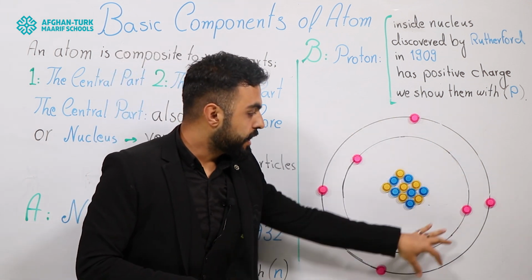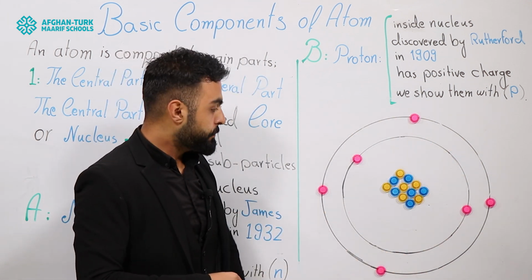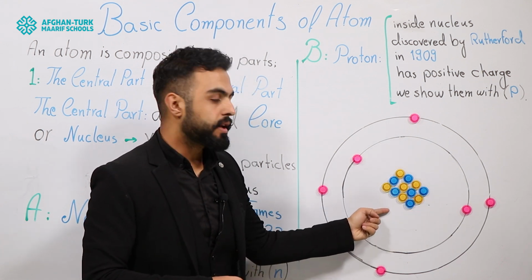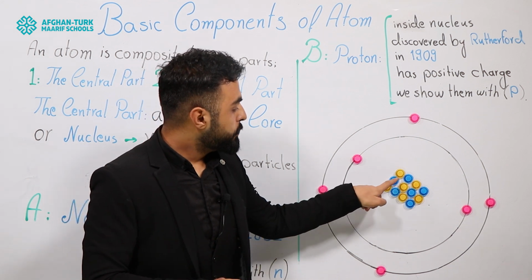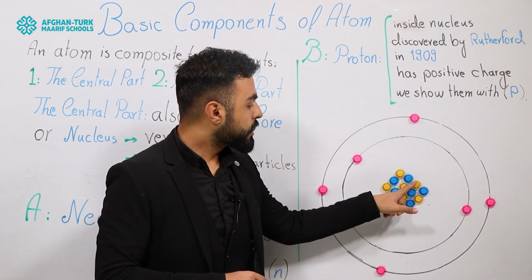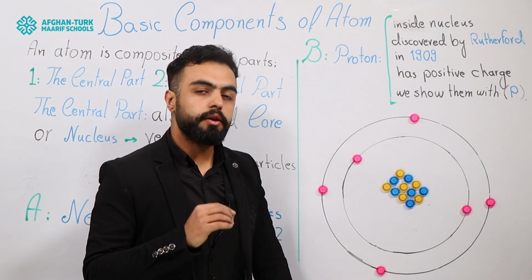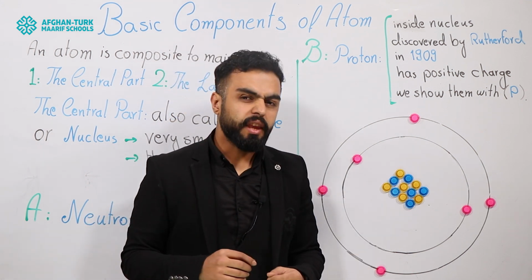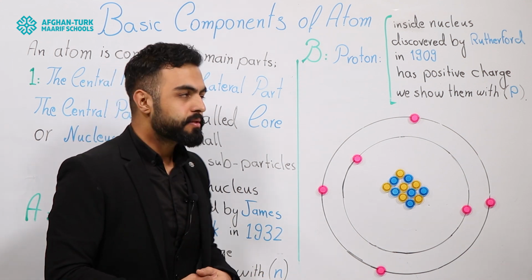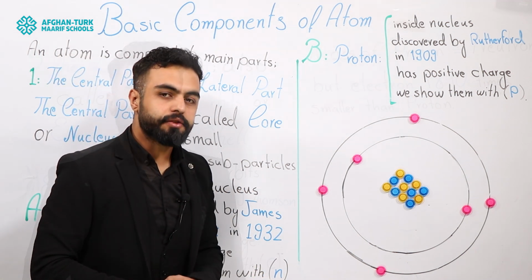So this is a structure of atom, and this is the nucleus or the core. The blue ones here are the protons, and the yellow ones are neutrons. So after this, we are going to study the lateral part. Let's go to the lateral part.